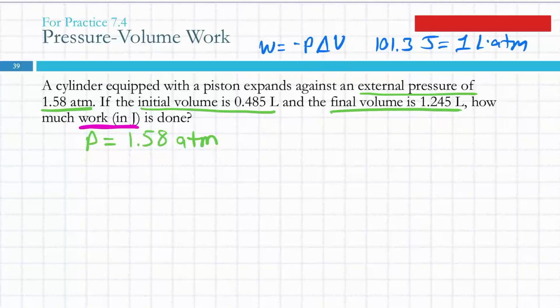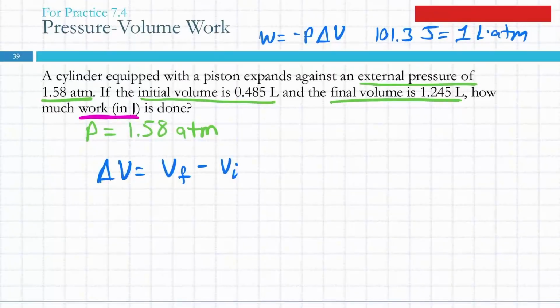What is delta V? What does the delta stand for? Change in volume. So delta V is our change in volume. There's also a formula for delta V. It's the same idea as our delta T. So delta V is V final minus V initial. We are told our initial volume and our final volume, so we can plug those in here and calculate our delta V.